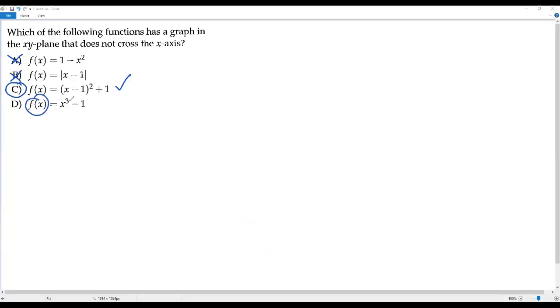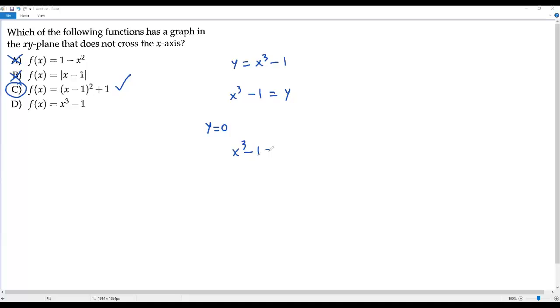For that, we have to replace this f of x by y. Then I'm getting y equals x cubed minus 1. Okay, so again, the same thing. We can switch the stuff on the left side and right side. Then I'm getting x cubed minus 1 is equal to y. Let's plug in y equals 0 and check whether we get a real value for x or not. Okay, now let me plug in y equals 0.